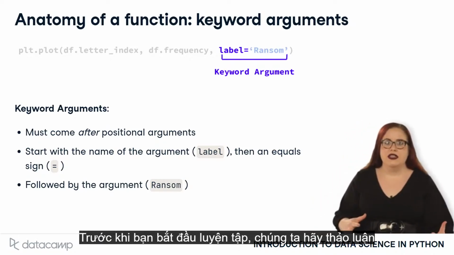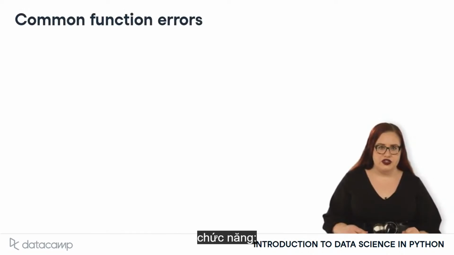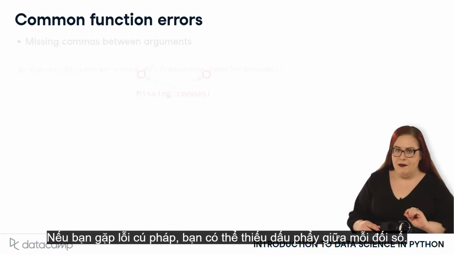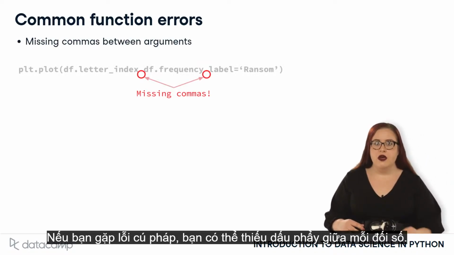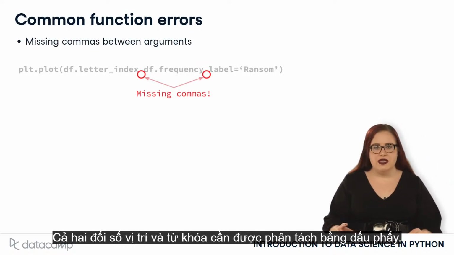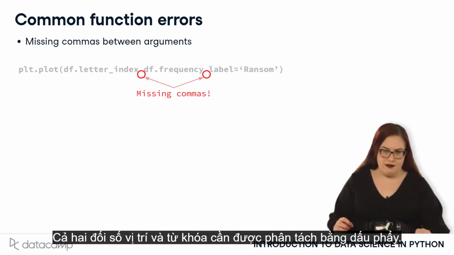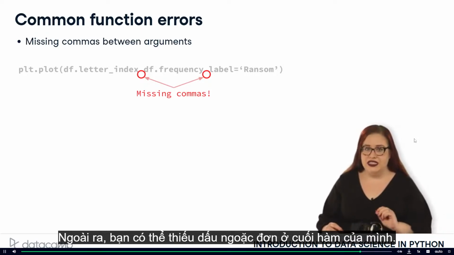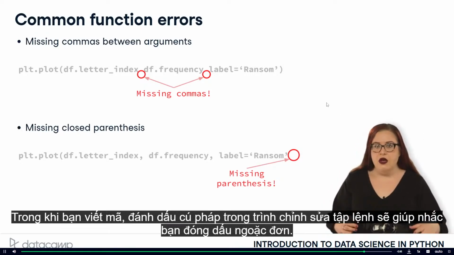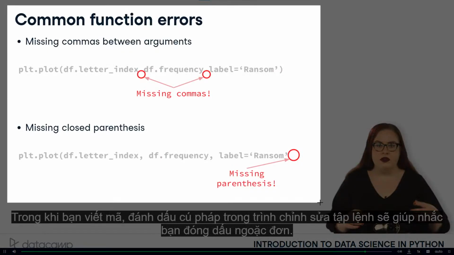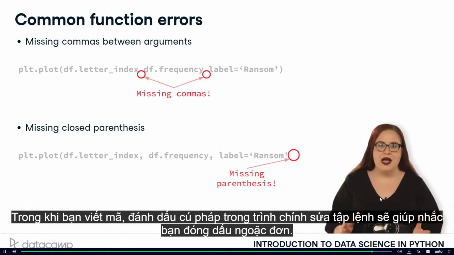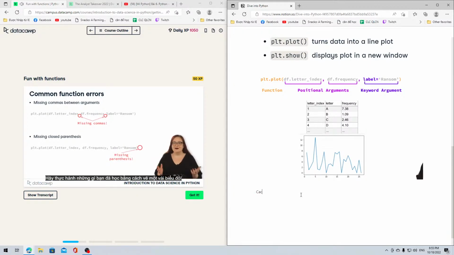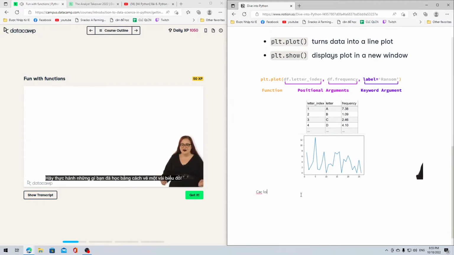Before you start practicing, let's discuss two common errors for functions. If you get a syntax error, you might be missing commas between each argument. Both positional and keyword arguments need to be separated by commas. Alternatively, you might be missing a parenthesis at the end of your function. While you write code, syntax highlighting in the script editor will help remind you to close your parentheses. Let's practice what you've learned by making a few graphs.